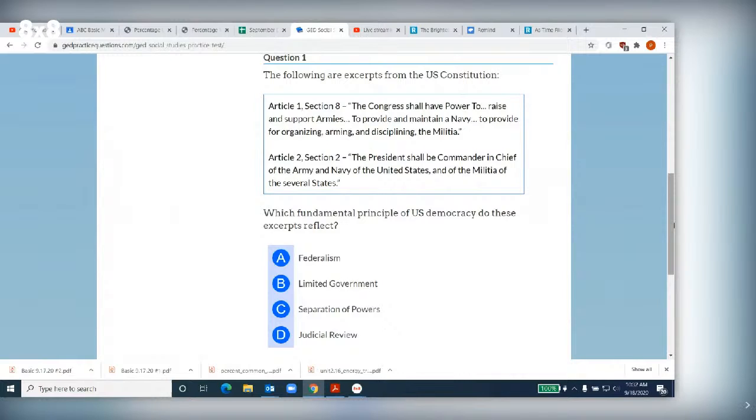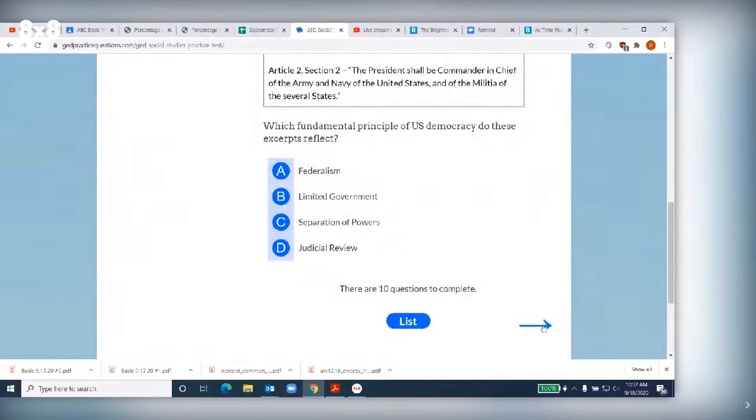Say you had this on the test and you didn't know what federalism was. Hopefully, we've talked about the courts, the judiciary branch, so you'd know it's not going to be D. If you don't know about federalism, I think if you look at B and C, it's going to be B or C. And this really is separation of powers. It talks about things that Congress can do and things the president can do. So the correct answer would be C. Okay, let's go on to the next one.